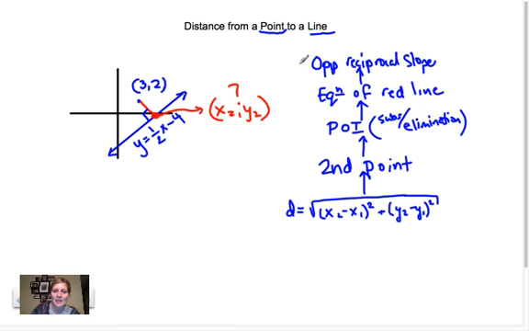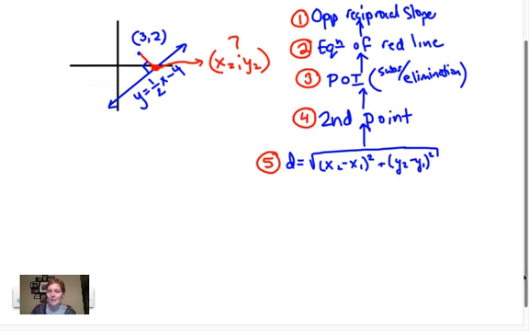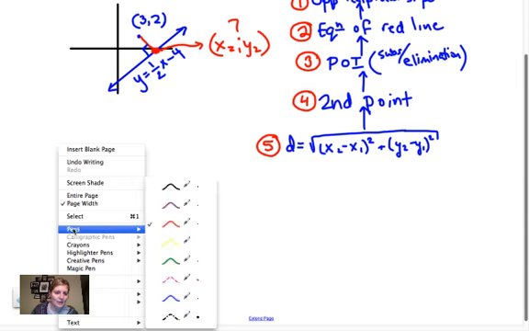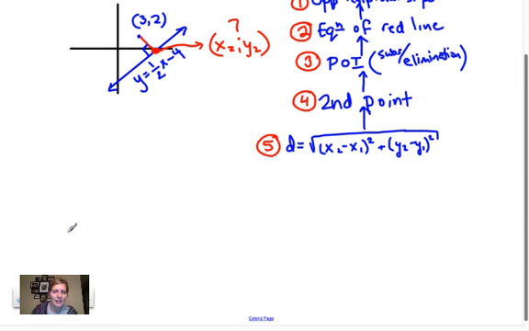So the first thing that we're going to do is find the opposite reciprocal slope of the given equation. Then we're going to be able to find the equation of the second line. Then we're going to find the point of intersection using substitution or elimination. That's going to give us our second point, and once I have our second point, then we can use our distance formula. All right, so let's go ahead and do this question and see where we end up. So let me just change pen colors here. There we go.